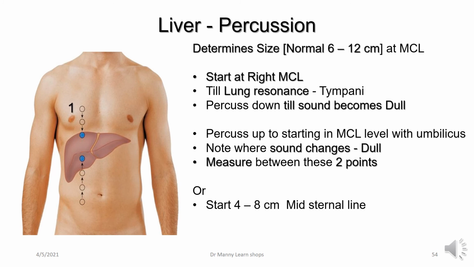So for example there, 1, you start at the lung. You start percussing down, you'll hear a hollow sound. As you percuss down, hollow sound, 2. As you percuss down, you'll hear a solid sound, that's the liver, and then you'll enter the abdomen again, low bowel, hollow sound. So you percuss up or down in the mid-clavicular line with the umbilicus, and you note where the sound changes. And you measure these 2 points. Or you can start at the mid-sternal line, 4 to 8 centimetres. The sound between 2 and 4 is measured and it should fall within a certain normal range.